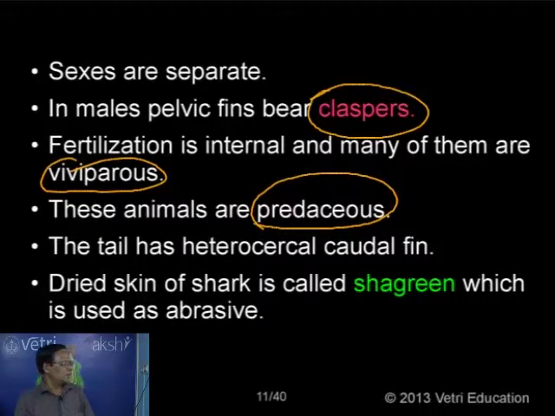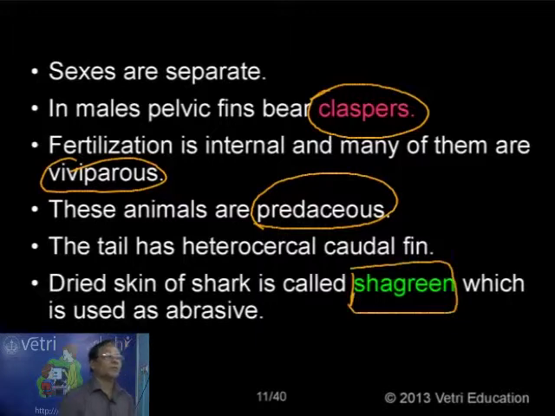Then I mentioned already that the tail is heterocercal, the same one. Then there is one question regarding the economic nature of the shark, the economic nature of fishes. You know that fishes have a high concentration of omega-3 fatty acid, good for memory, etc. Now, what do you mean by shagreen? This is one question. What do you mean by shagreen?